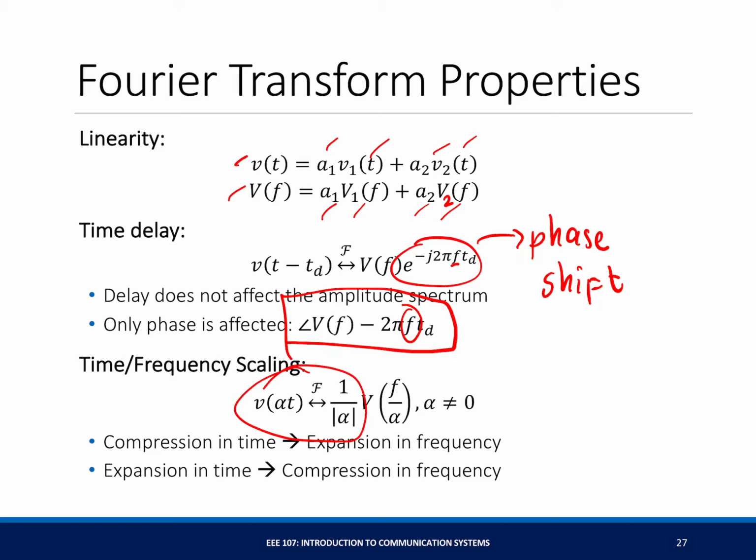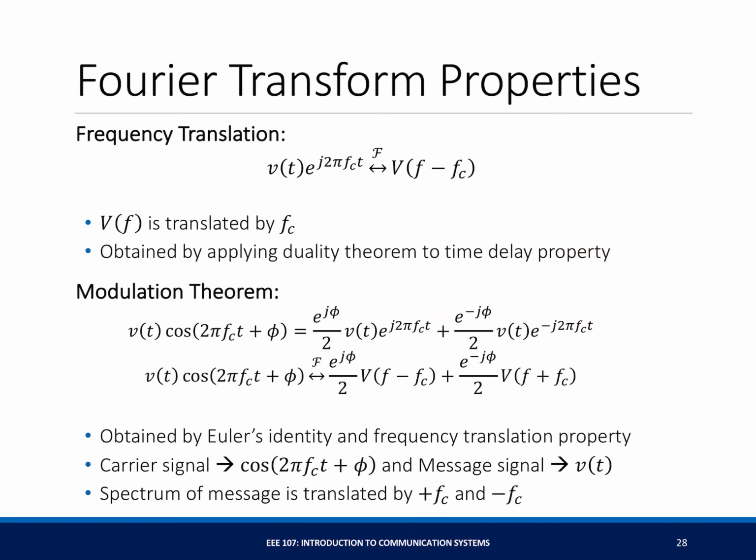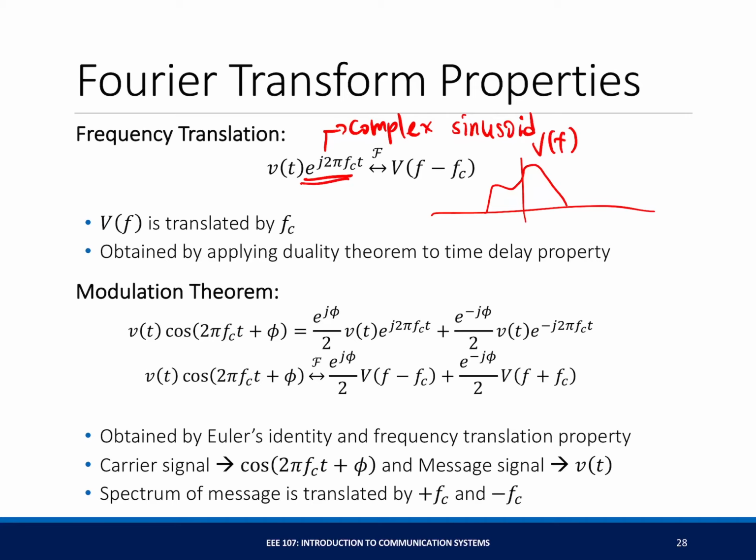Frequency scaling and time scaling, I've shown you that earlier. Okay? If you compress in time, you expand in frequency and vice versa. Frequency translation can be achieved by multiplying by a complex sinusoid in time, and you get a frequency shift. If, for example, this is your V of f, then by multiplying by a complex sinusoid in the time domain, you can shift this V of f to a different part of the frequency spectrum. Okay? And you can derive this using the duality theorem and the time delay property.